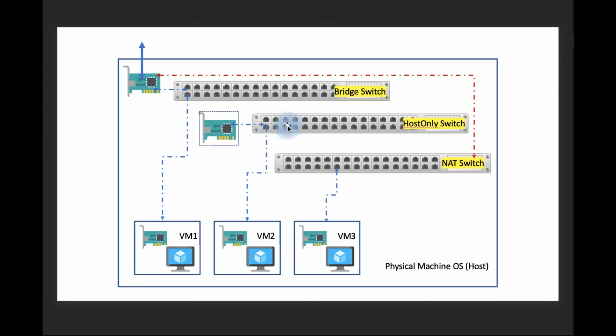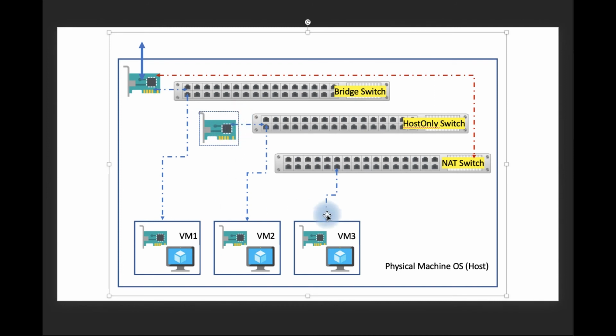The other important thing is this VM will not be able to go out of the network of this physical machine. So if you have one more VM that is attached to the same host only switch, then those two VMs can communicate with each other. Even the host can reach this particular VM because of this virtual interface.